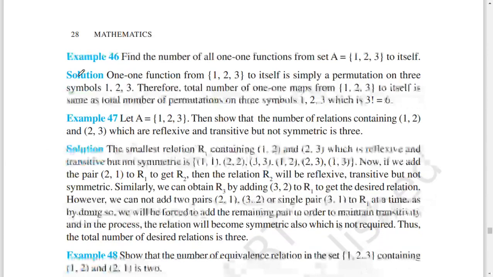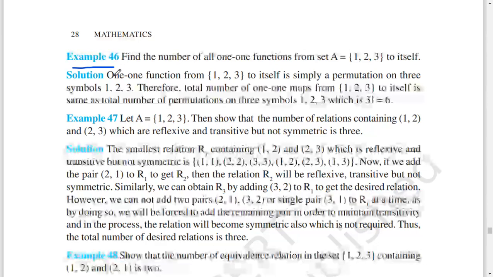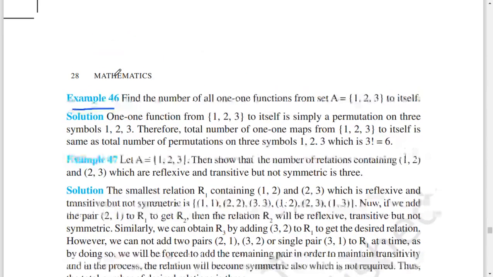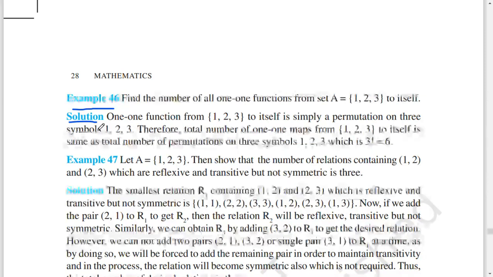Example 46. Find the number of all 1-1 functions from set A = {1, 2, 3} to itself. Solution. A 1-1 function from {1, 2, 3} to itself is simply a permutation on 3 symbols 1, 2, 3. Therefore, the total number of 1-1 maps from {1, 2, 3} to itself is the same as the total number of permutations on 3 symbols 1, 2, 3, which is 3! = 6.